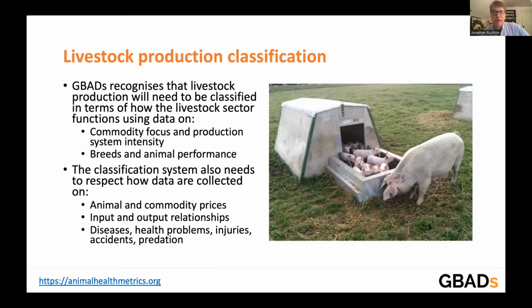Now, our classification system needs to respect that we have data being collected on animal and commodity prices, input and output relationships, and also diseases, health problems, injuries and accidents. If we don't recognize the current data collection systems and try to impose a classification system that doesn't recognize those things, then we can't do the attribution or even the animal health loss envelope step particularly well.